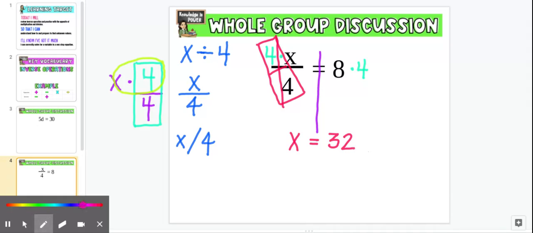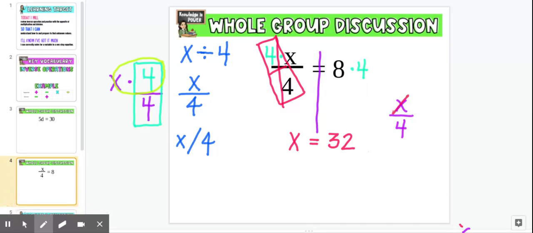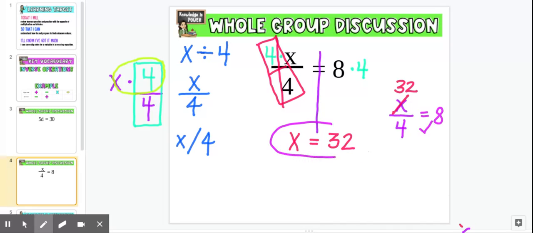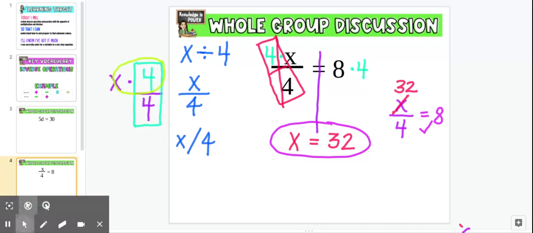Before you circle your answer, you can go back to your original problem and plug in your answer. So let's say 32. Well, 32 divided by 4 is 8, and yes, that means my answer is correct. So x equals 32.